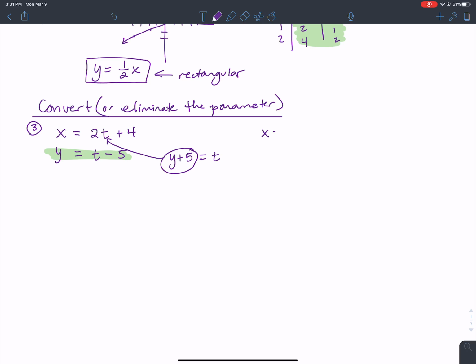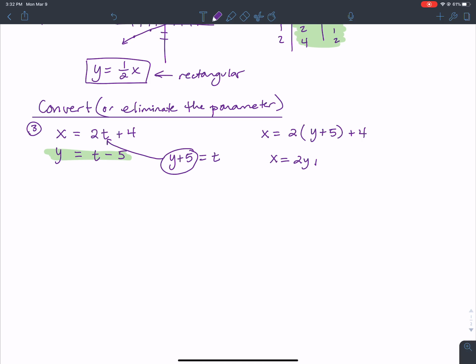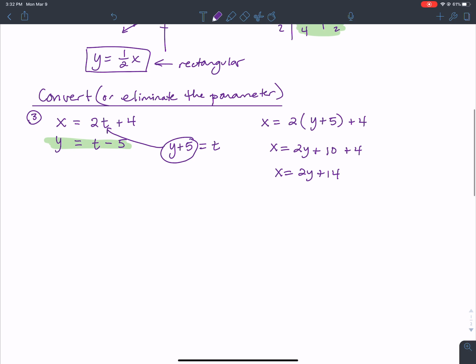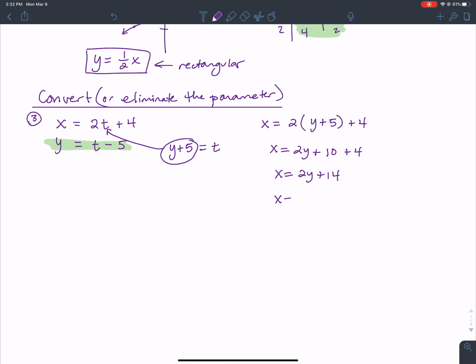That gives us x equals 2, and instead of t, y plus 5, and then plus 4. And then if you simplify that, you get x equals 2y plus 10 plus 4. So x equals 2y plus 14. Now that is not what a normal equation of a line would look like, so we would prefer that you go ahead and get y by itself here. So x minus 14 equals 2y. Divide by 2, we get 1/2 x minus 7 equals y. So that looks more like the equation of a line with y by itself.